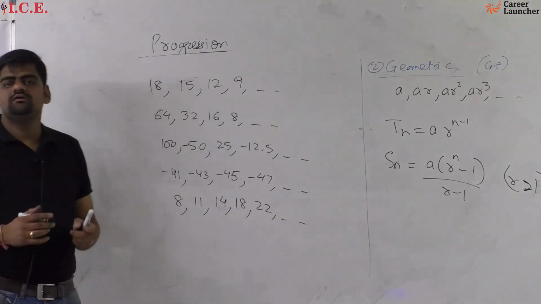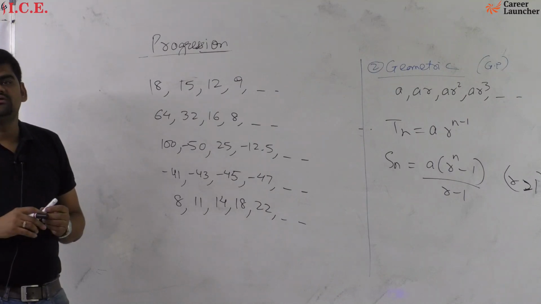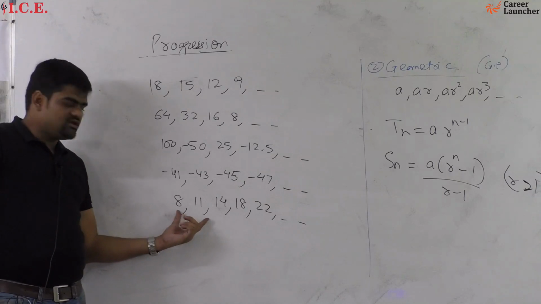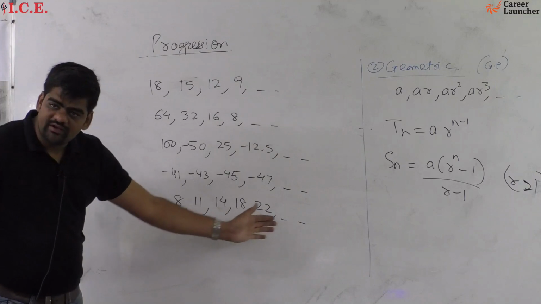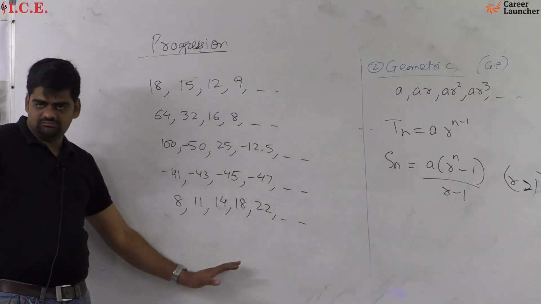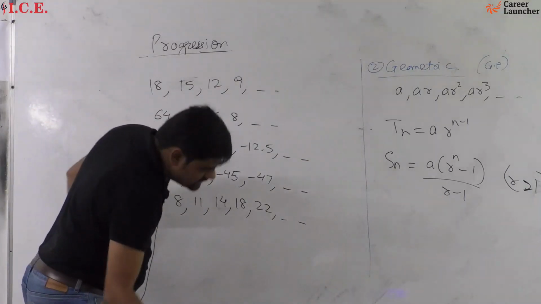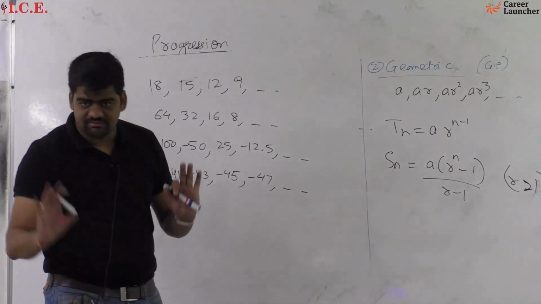AP or a GP? Now don't be very jumpy and answer that it is an AP. Please understand. Here the difference is 3. What about this? 4. So look at the other part of the series also. If it is not dot dot dot, you cannot say. So this is not an AP, not a GP, it's nothing. Clear? So can you identify AP and GP?